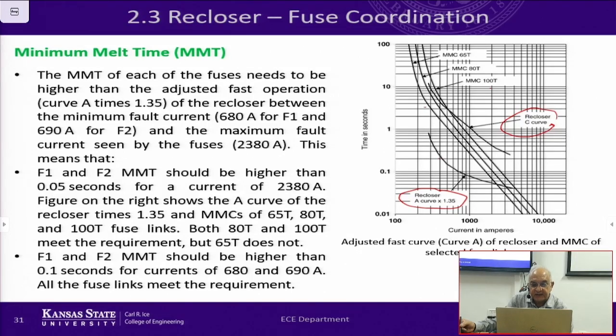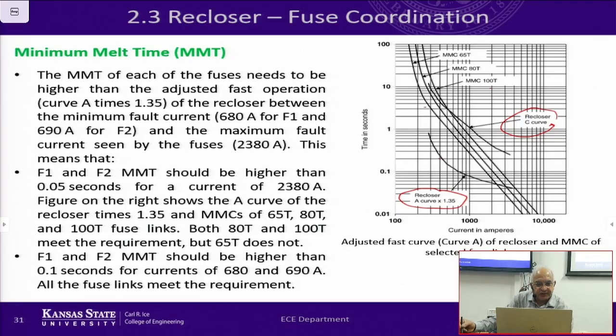And what we find is that curve A of the recloser times 1.35, which is this graph right here, and 80T and 100T at 2380, 65T fuse is too close to the recloser characteristics. 60, 80 and 100T are okay because they have enough clearance. But 65T is, there is hardly, they are touching almost at 2380. So we don't have enough clearance. So 65T is not going to work.